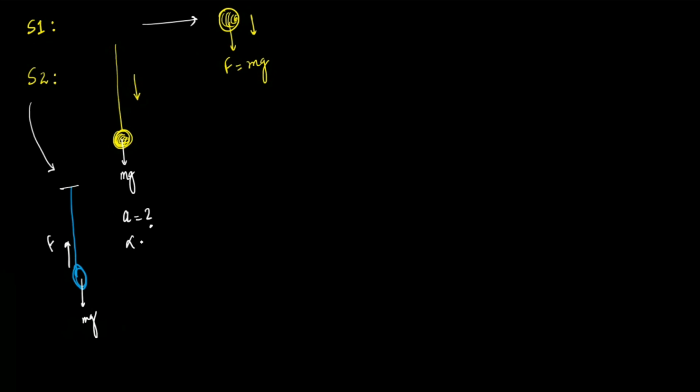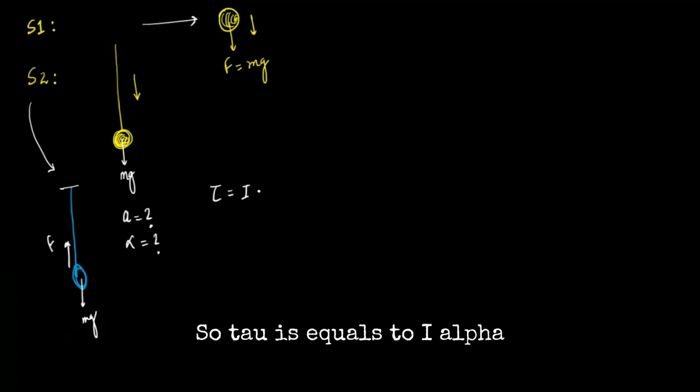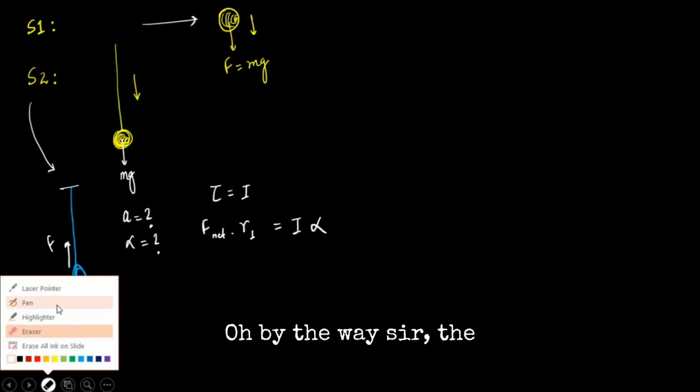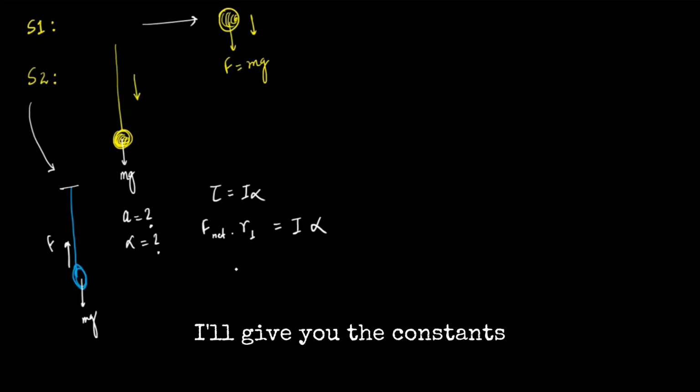Then they asked us to find the rotational acceleration, that is alpha. So to find alpha, we use another relation for torque: torque equals I alpha. I also gave you the derivation of this particular relation. Torque is also F net times R perpendicular, equals I alpha.